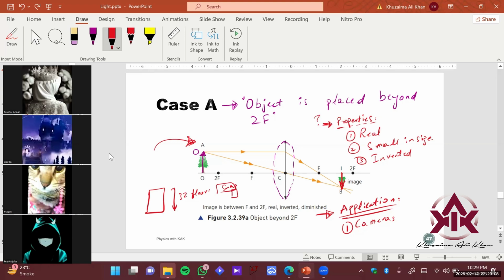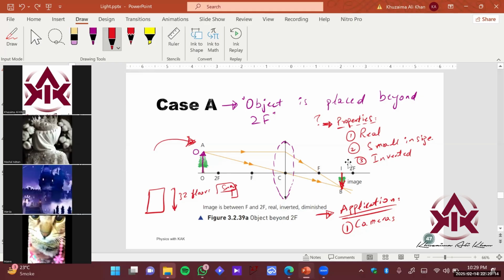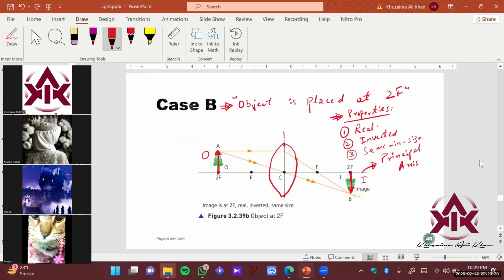Okay, makes sense to Maeve, makes sense to Mashal, makes sense to Hamza, Varda is left. Okay, that's good, right? So every case has a practical application. Okay, so now case B.